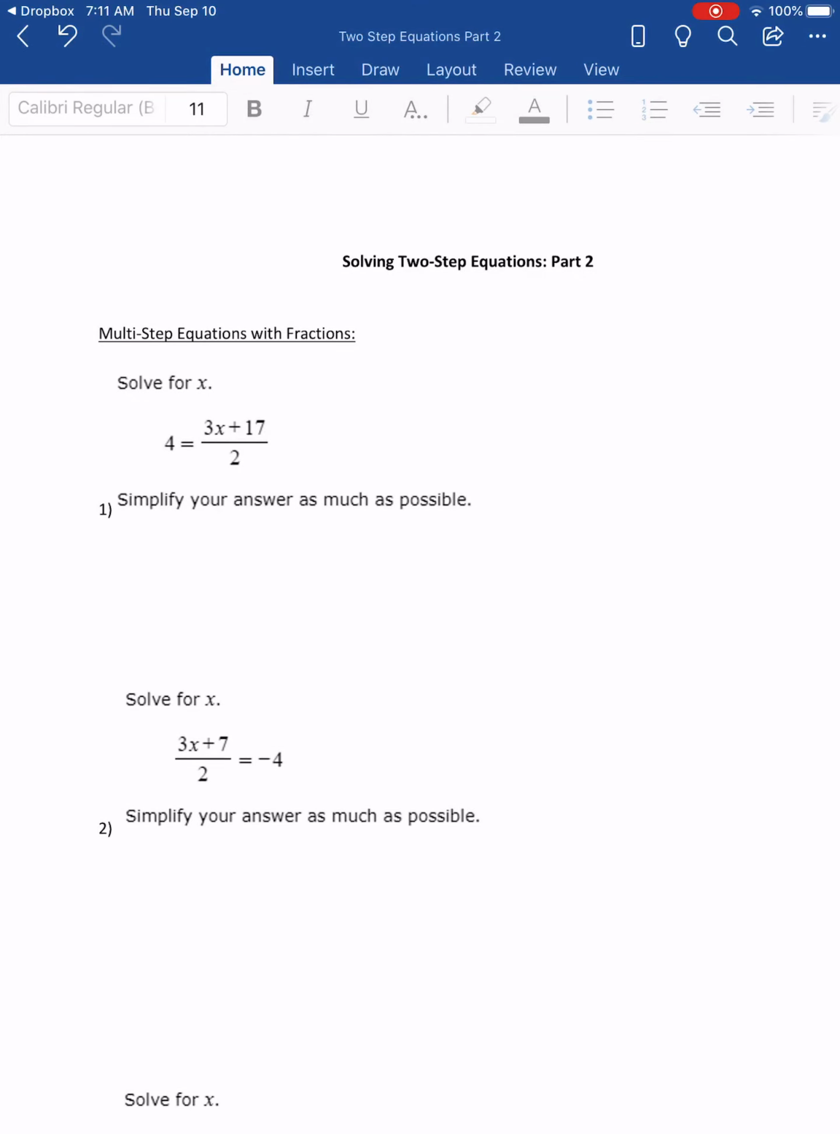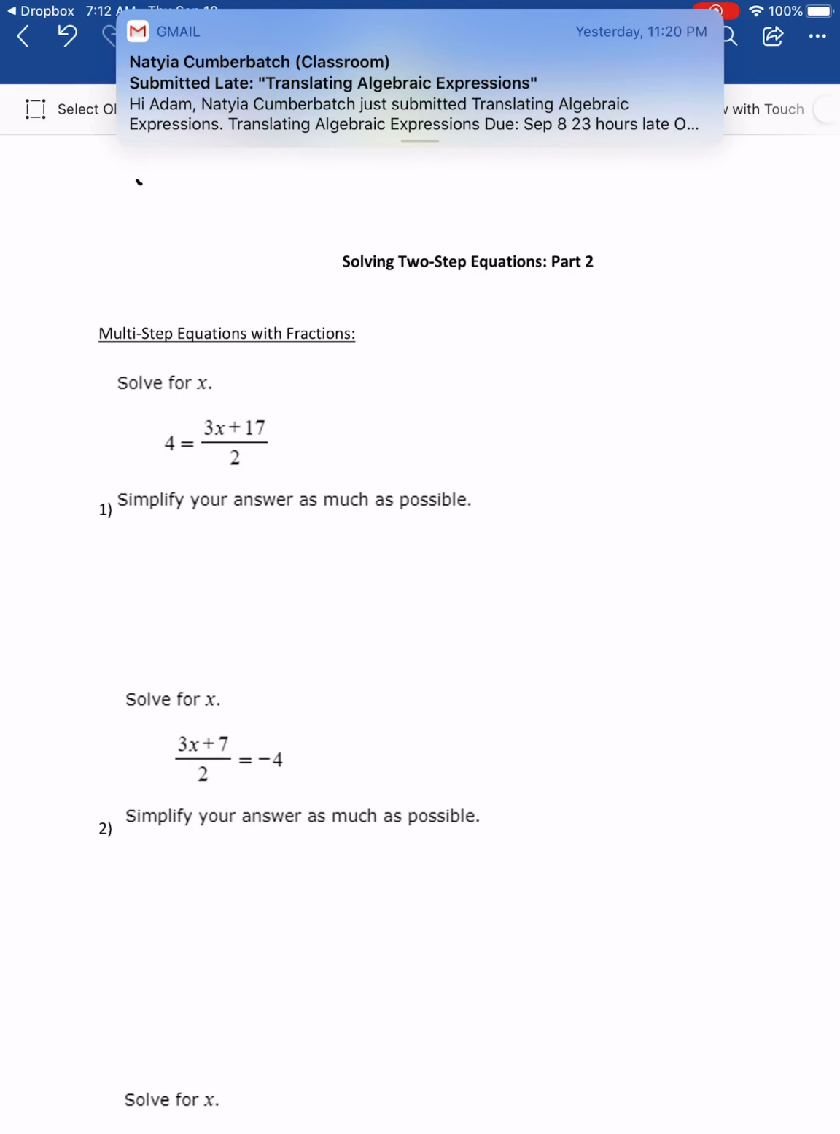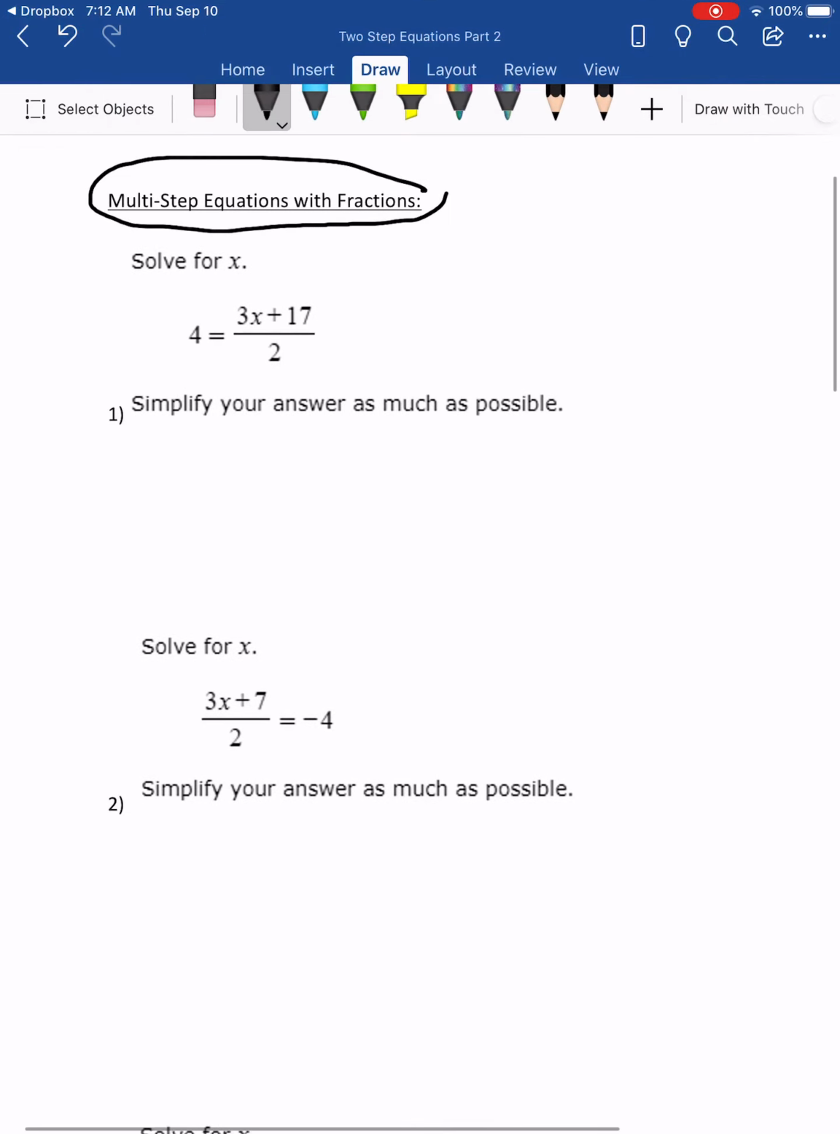All right, so in this lesson, we want to go further with two-step equations. I'm going to look at some multi-step equations that have fractions in them. So in number one, the first thing you want to do is get rid of the fraction. This fraction bar over here means division by 2. Okay, so how do we get rid of division by 2?